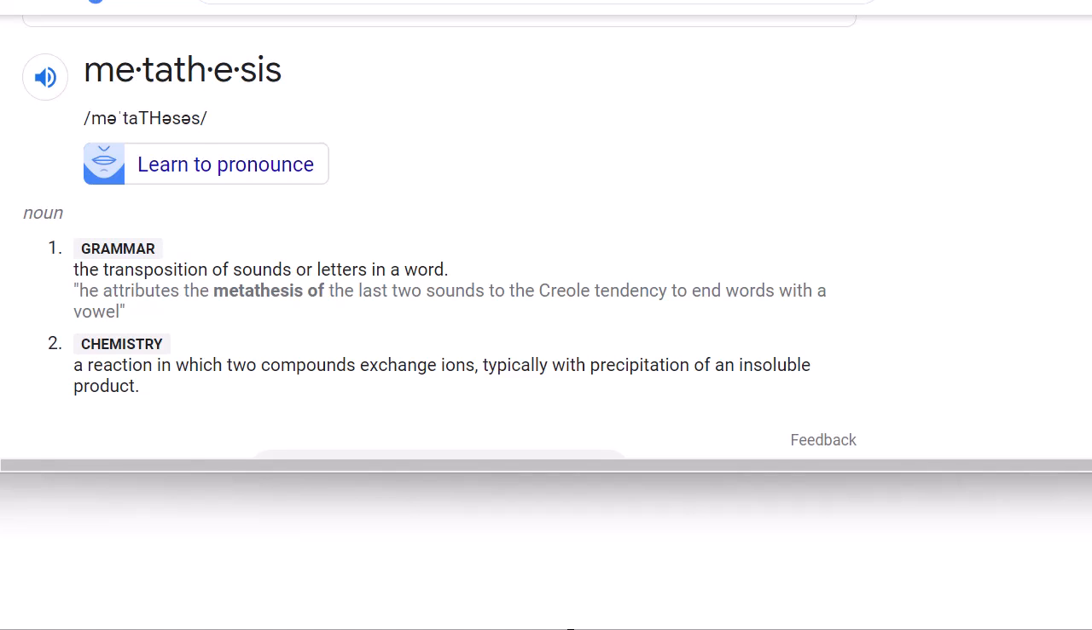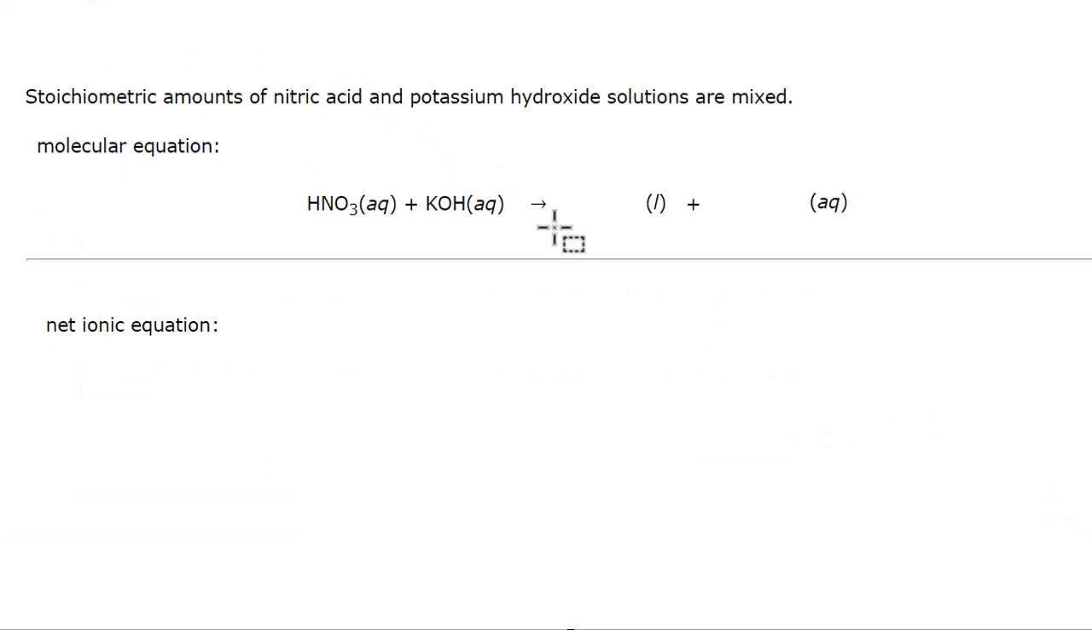And let's go back to our problem. Now, as I said, this one is a little bit different because instead of producing a precipitate, a solid, you can see we produce a liquid. When we switch places, we have the H switching with the K to make HOH, and we have the K switching with the hydrogen to make KNO3. So let's look at those two.